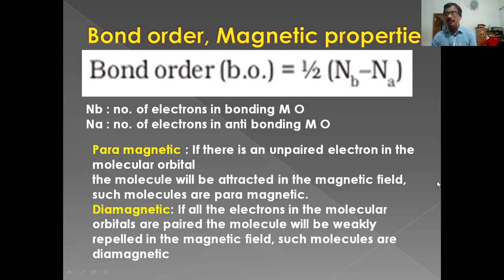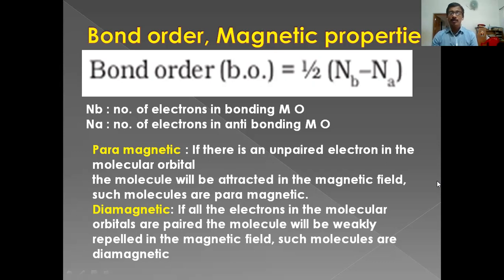For example, in the hydrogen molecule, you know there are only 2 electrons, one from one hydrogen atom and the other from the other hydrogen atom. When these two hydrogen atoms combine to form a single molecule, it has only 2 electrons, and those 2 electrons will enter into a bonding molecular orbital. So what is the bond order? Half into number of electrons in bonding molecular orbital, 2, minus Na. There is no electron in the anti-bonding molecular orbital, that is 0. Half into 2 minus 0 equals 1. 1 will be the bond order for hydrogen.